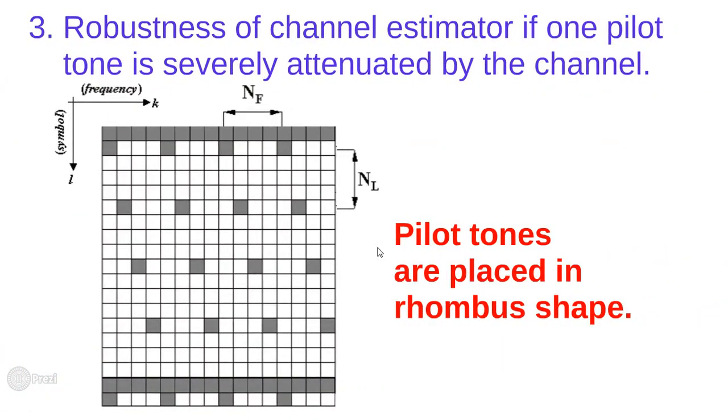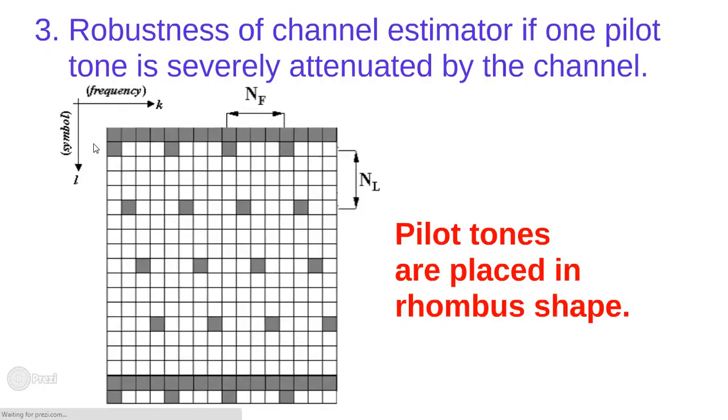Last but not least, we consider the robustness of our channel estimation block. Remember, we are using the zero forcing method, that is, we totally ignore the noise. It works fine when SNR is high, but will blow up the noise if one pilot tone is severely attenuated by the channel. So we distribute the pilot tones in a rhombus type, which is able to diminish the degradation of the channel estimator in case of high attenuation.